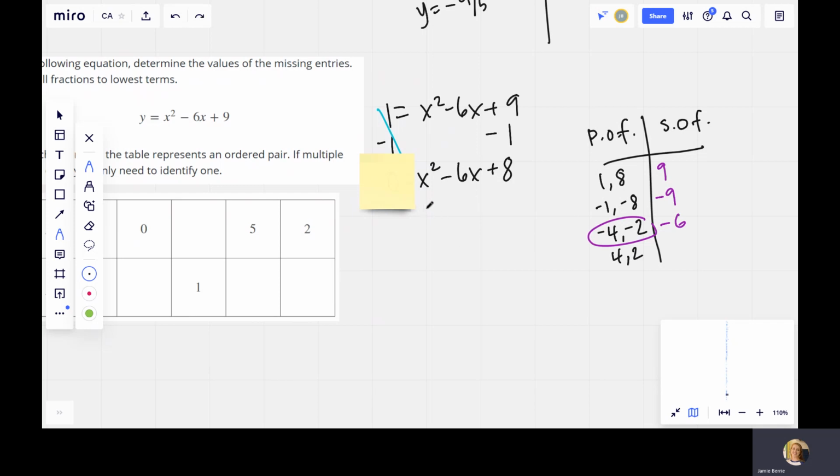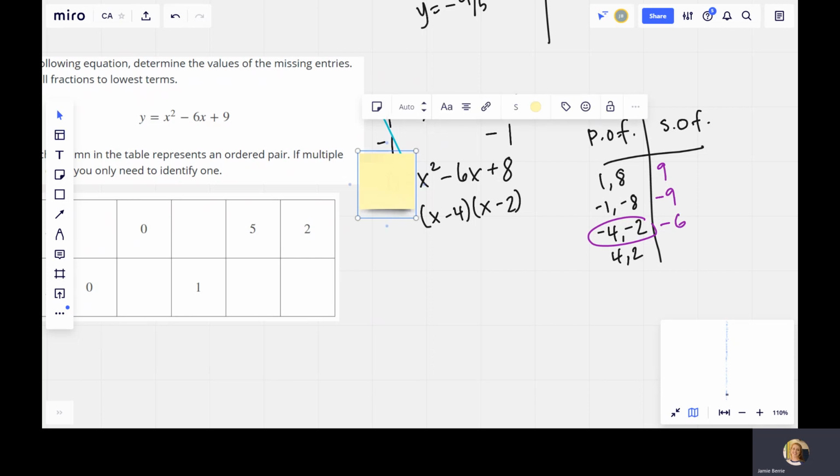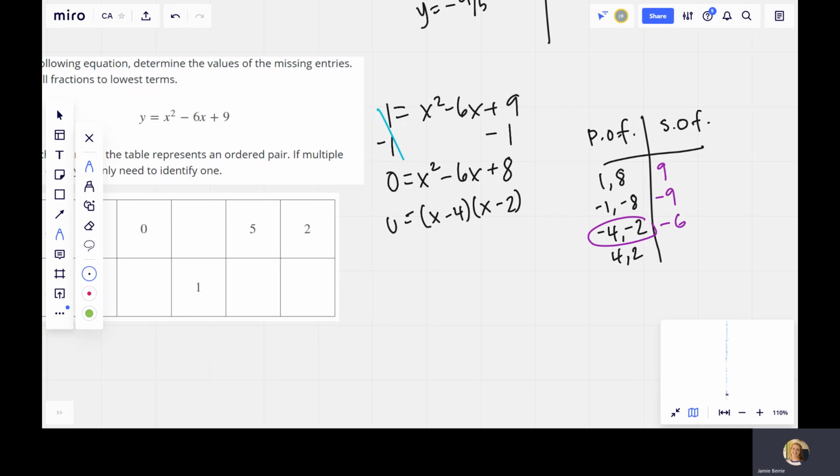So draw your two little sets of parentheses. Variable goes first. Here it's x. Then your factors go second. So negative 4 and negative 2. Remember, it does not matter the order that you write them in. You could put the minus 2 first. You could put the minus 4 second. It does not matter. All right, so let's go ahead and delete that sticky note. And now we've factored the right-hand side.